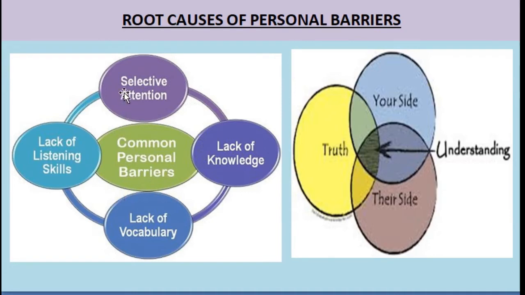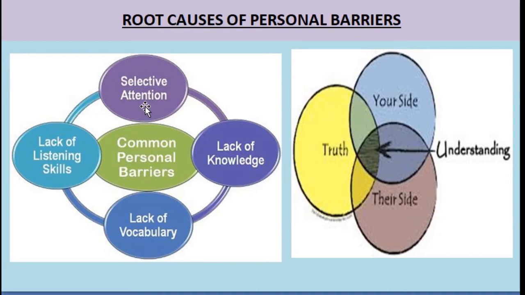The first one is selective attention. Whenever two people are communicating with each other, one is the sender and the other is the receiver. Here the sender is communicating the information diligently to the receiver, but the receiver, on his own part, is doing selective listening or paying selective attention to the sender's point of view. And this selective attention might be due to the receiver not liking the sender's personality.